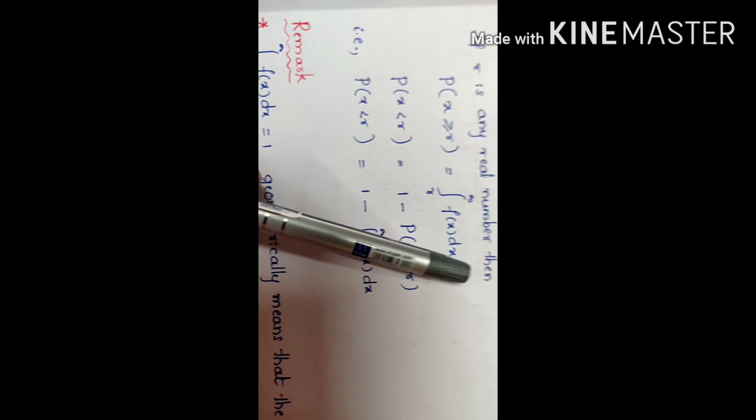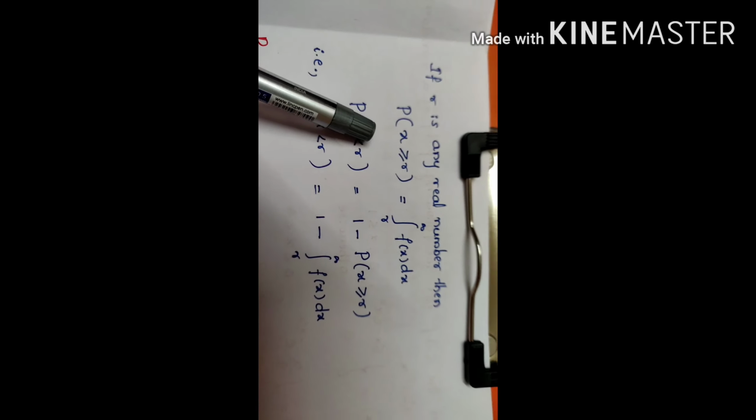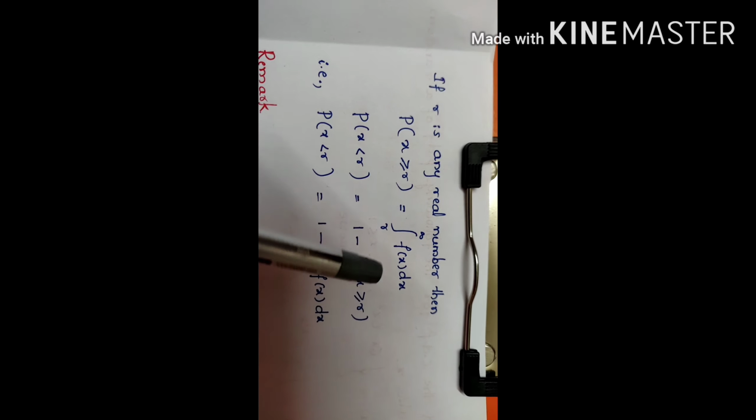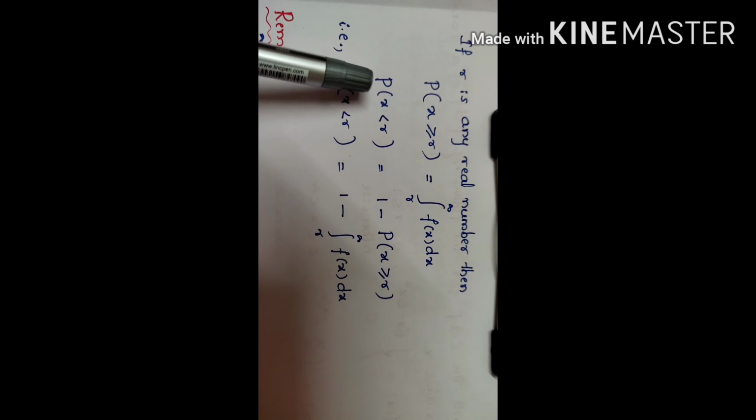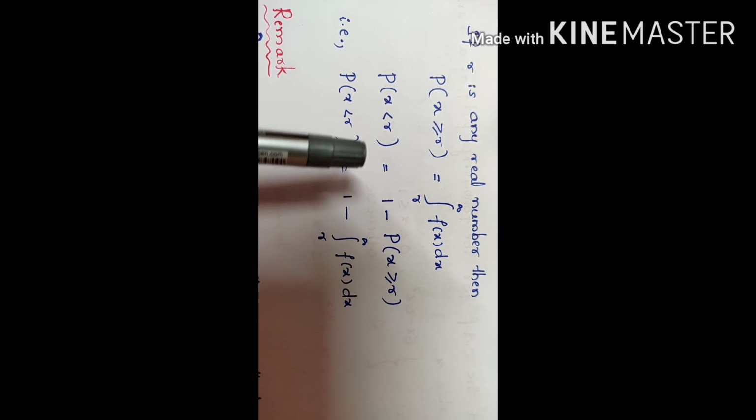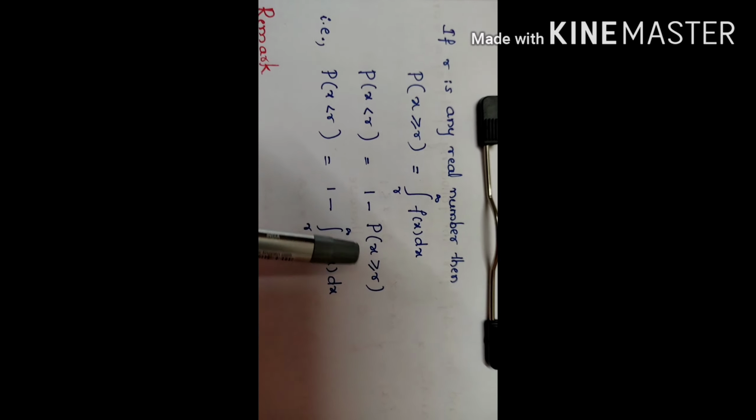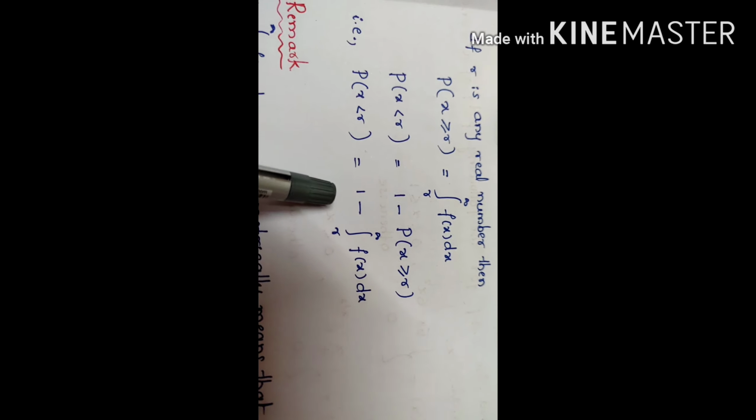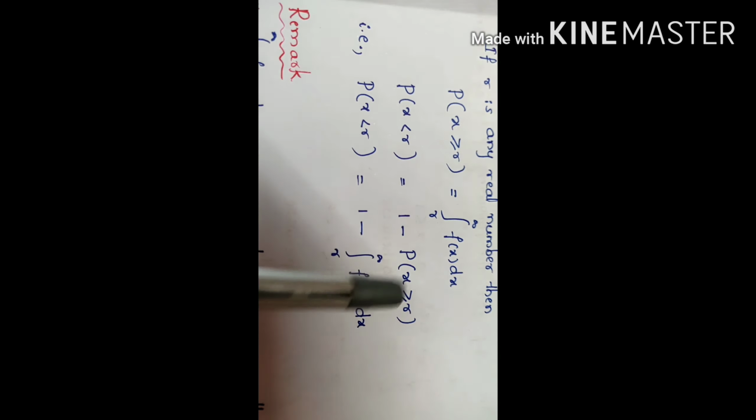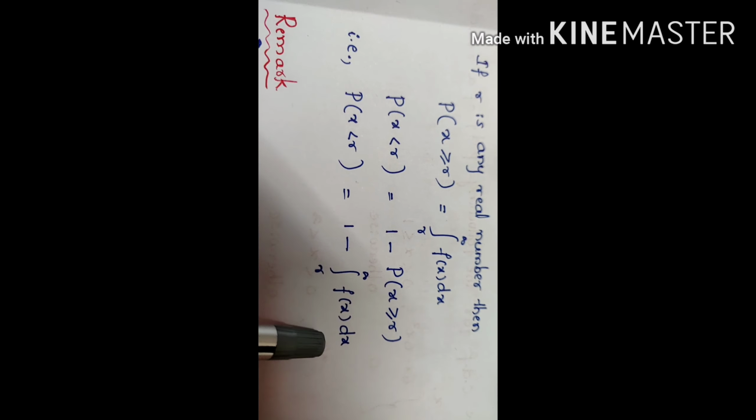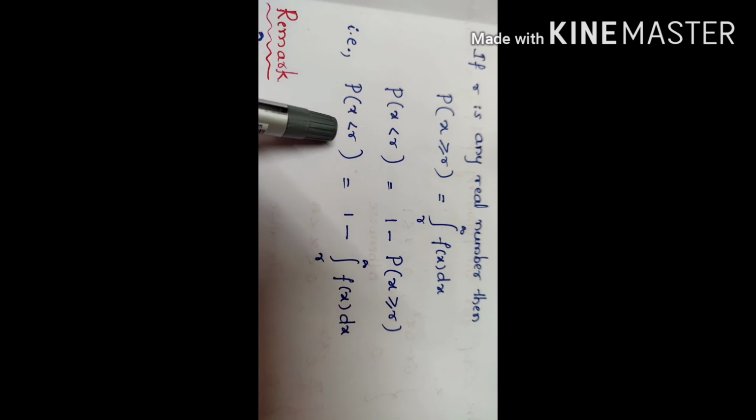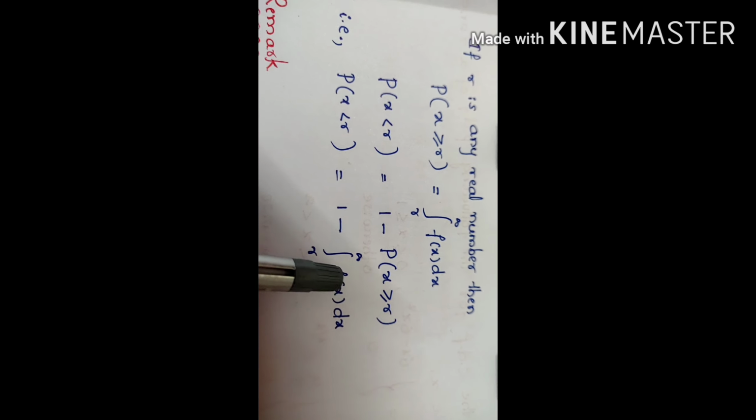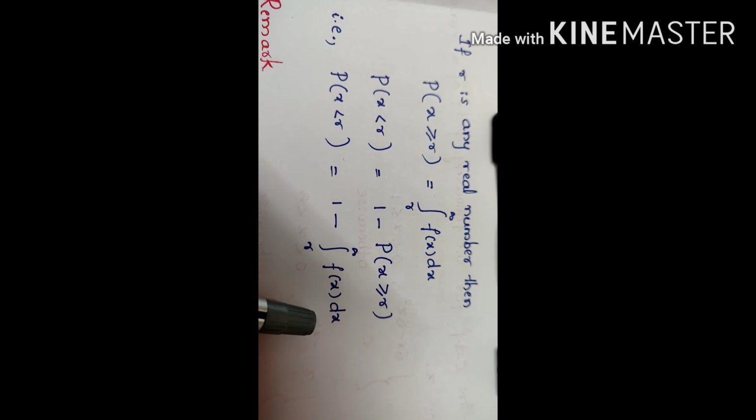So if R is any real number, then we can write the probability of X greater than or equal to R as the integral over R to infinity of f of x dx. Probability of X less than R is given by 1 minus the probability of X greater than or equal to R, which is the integral varying from R to infinity of f of x dx. You may write this probability of X less than R as 1 minus P of X equal to R, or 1 minus the integral over R to infinity of f of x dx.